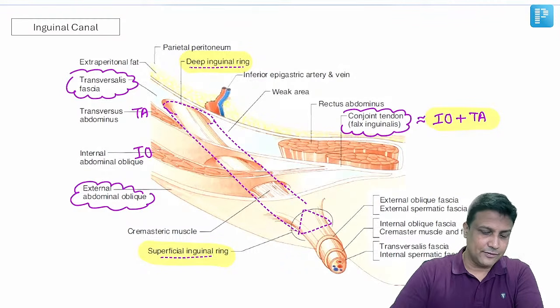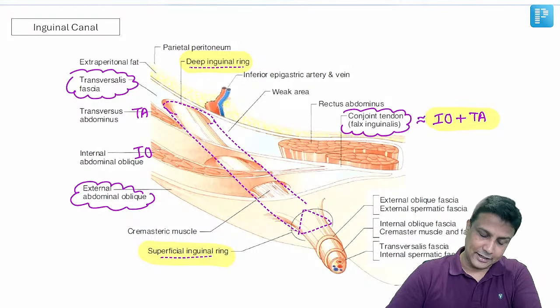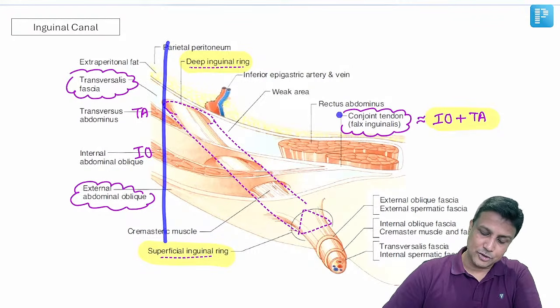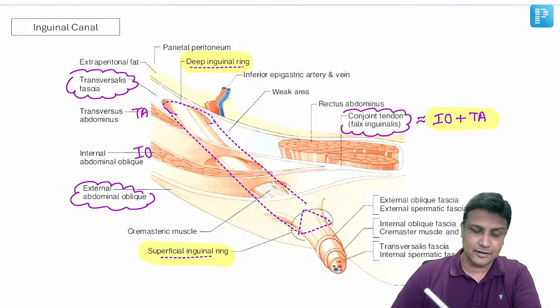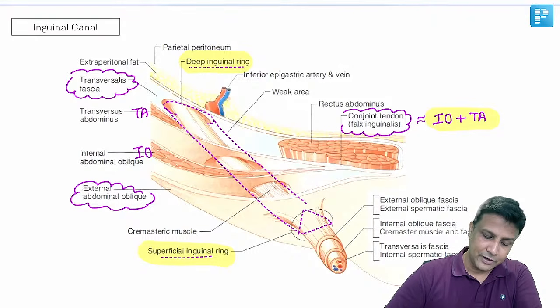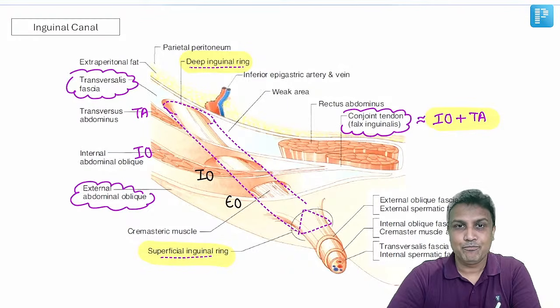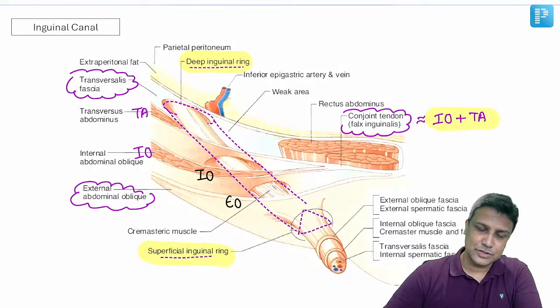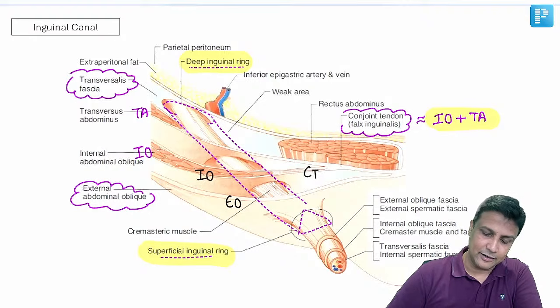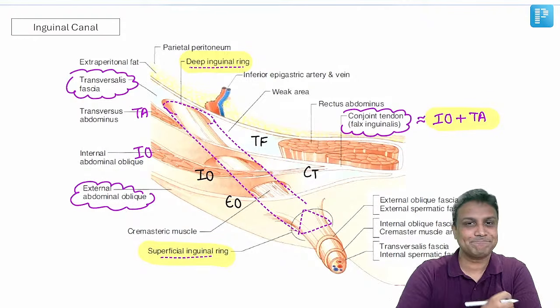Now the first thing here, we need to learn what are the boundaries of this inguinal canal. Now inguinal canal is from here to here. Now what is present anteriorly? You can very clearly see in front of the inguinal canal there will be external oblique and the internal oblique here. What do you have posteriorly? Posteriorly there will be conjoint tendon here and transversalis fascia here.